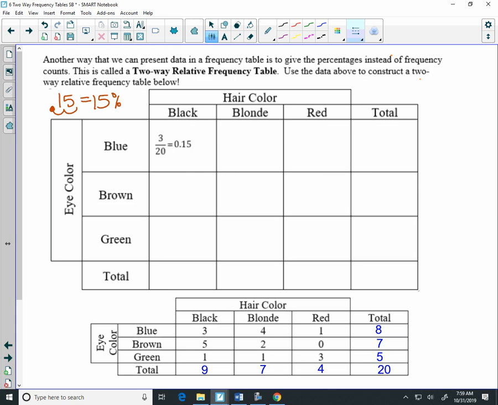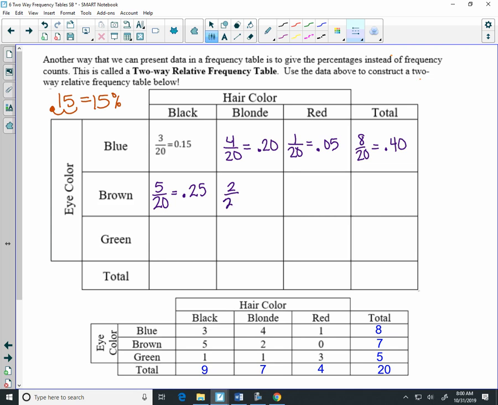So we're going to make the data we have down below into a two-way relative frequency table by creating these little fractions. I'm going to do 4 over 20. And when I do 4 divided by 20, that gives me 0.2. For red hair, we have one person with blue eyes and red hair, so that would be 1 over 20, and in decimal form, that is 0.05. I'm going to go ahead and finish out that row. Our number of blue-eyed people is 8. 8 over 20 is 0.40. Brown-eyed, we have 5 over 20. When we put that into a calculator, we get 0.25.